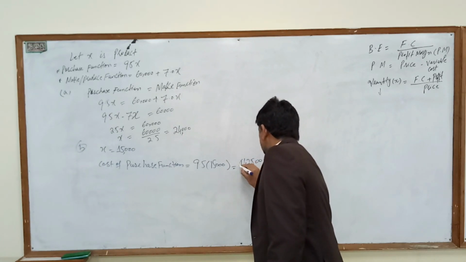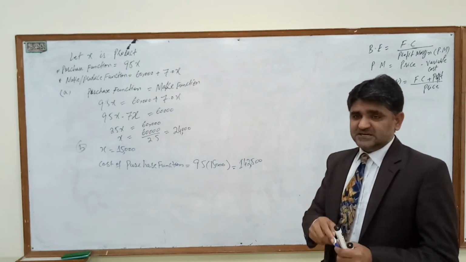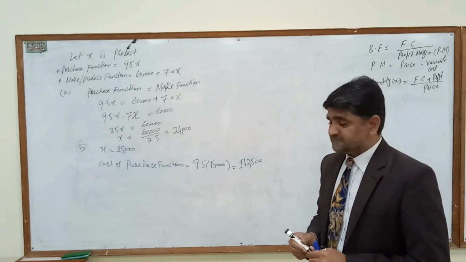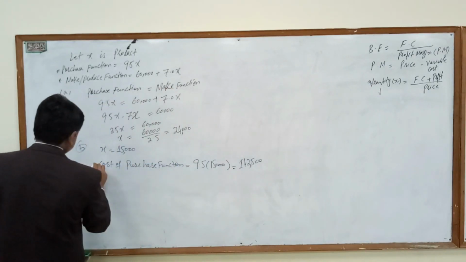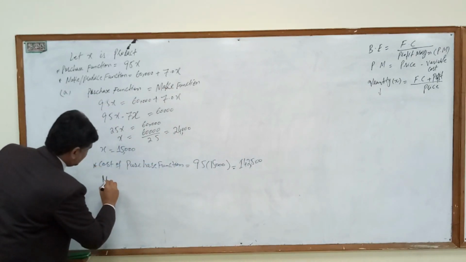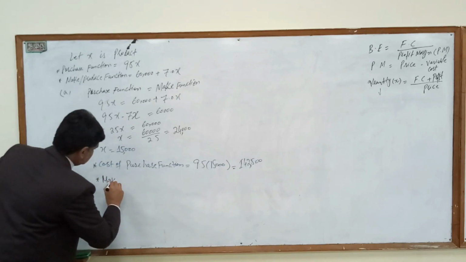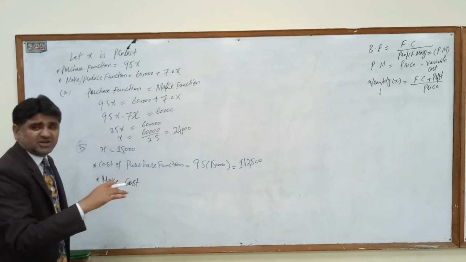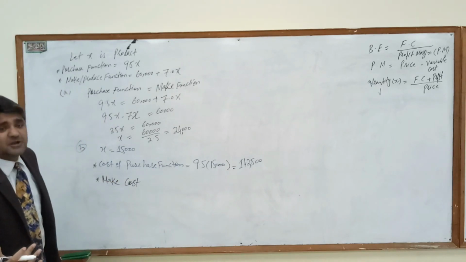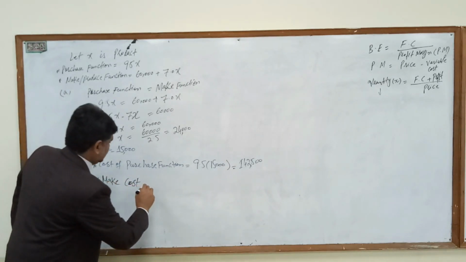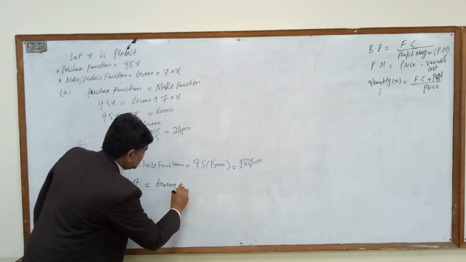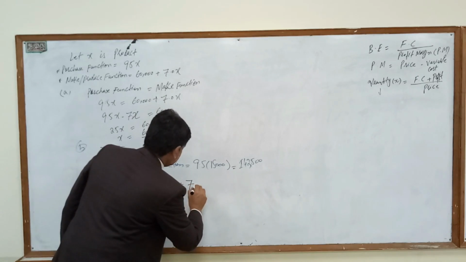142,500. That is the purchase cost. What is the second option? Cost of make. So what can we say? Make cost. Or you can write cost of make function or produce function is equal to 60,000 plus 7 into X.